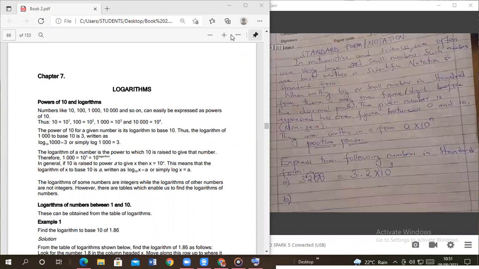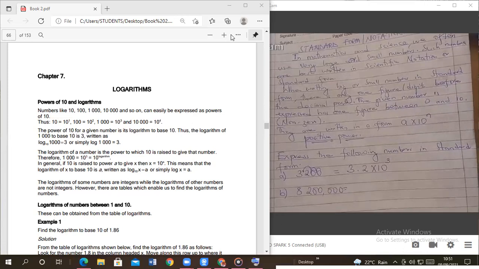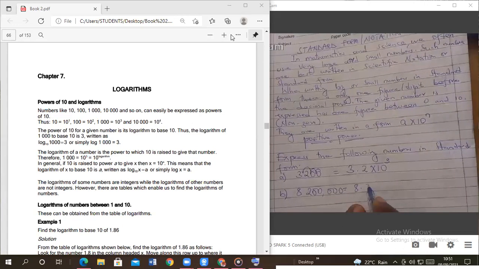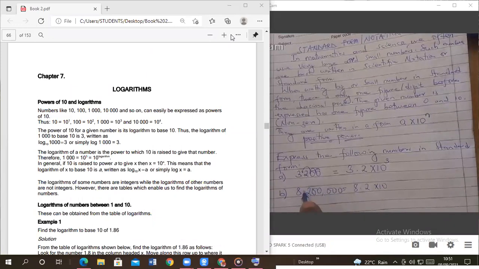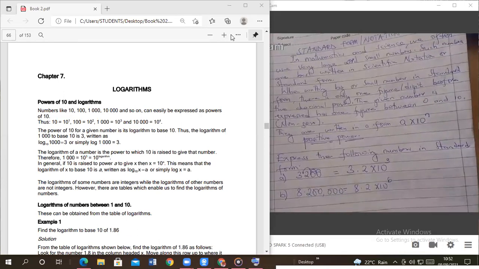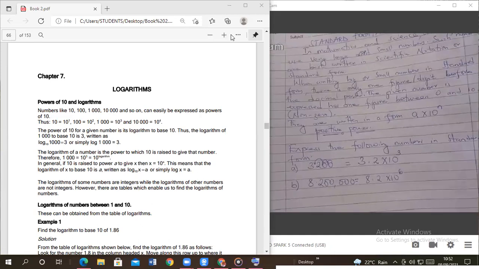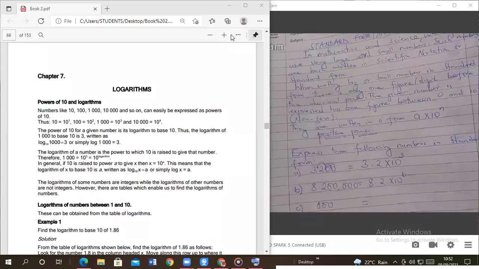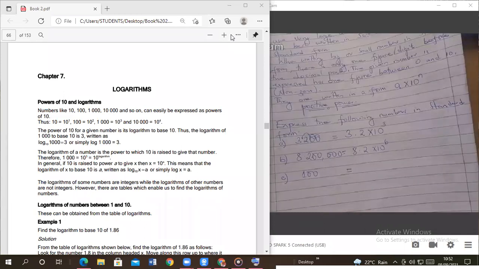What about B? B we have 8,200,000. What is this one in standard form, members? It's going to be 8.2 times 10. How many steps do we need to move? 1, 2, 3, 4, 5, 6. So the power is 6, 10 to the power 6. C, what about 100? Write for me 100 in standard form. Who can write us 100 in standard form?